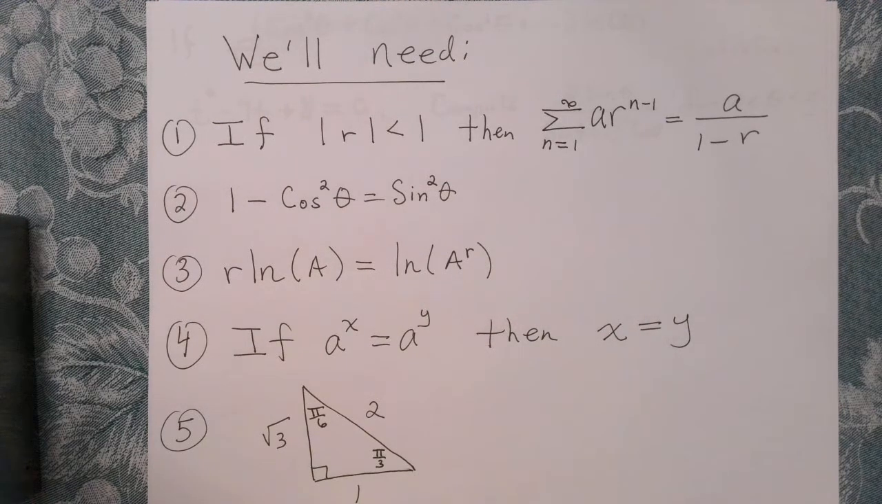Now 4, we're going to need this classic 1-to-1 property. So if a to the x equals a to the y, then x equals y. And 5, we're going to need this classic triangle, which comes from half of an equilateral. So with that said, let's dive in. Quite a problem.